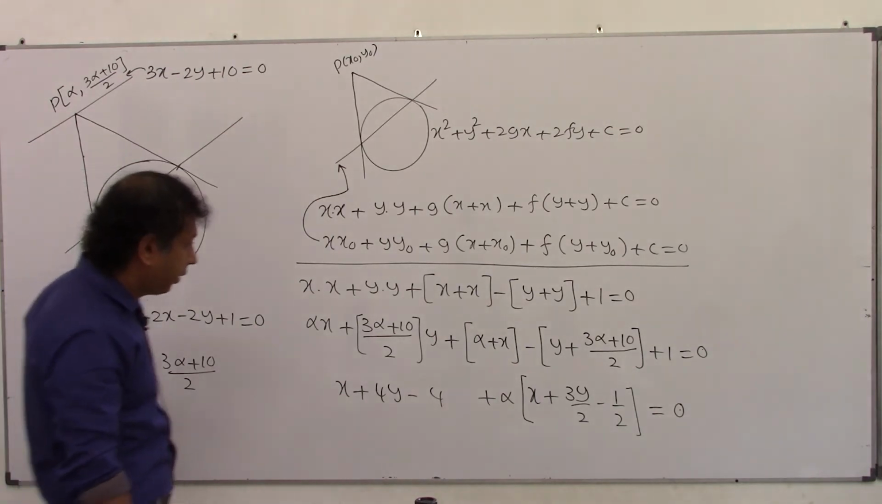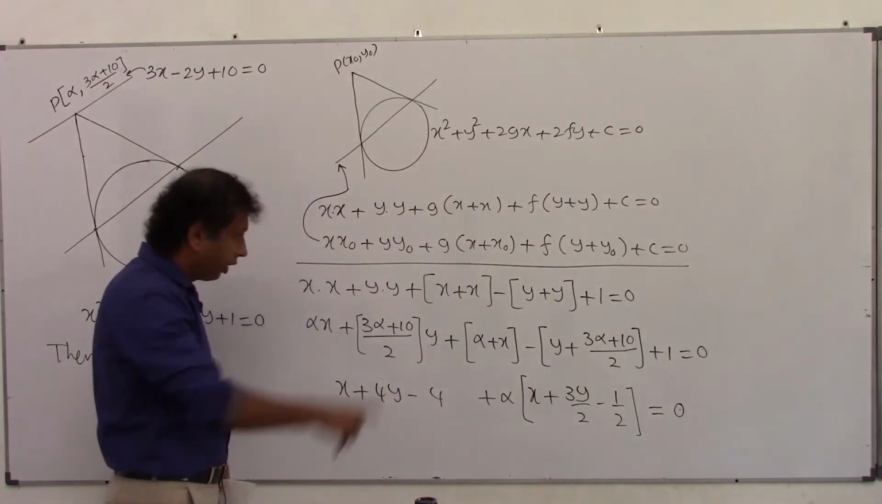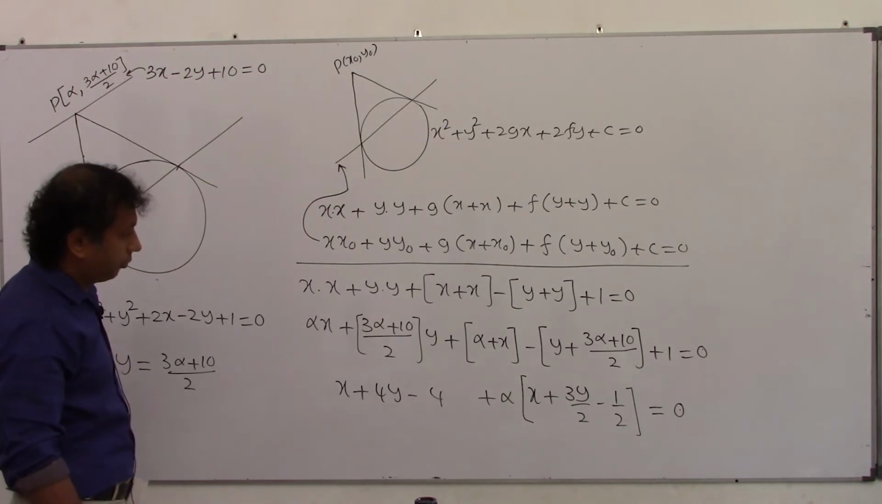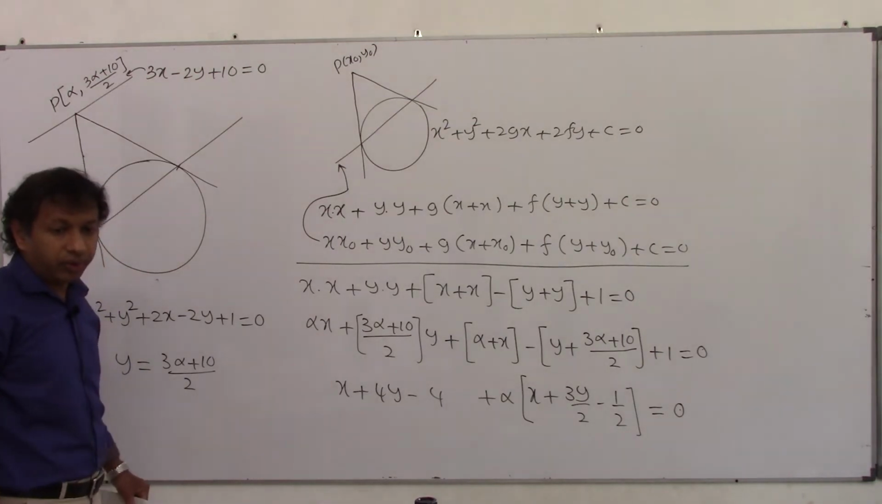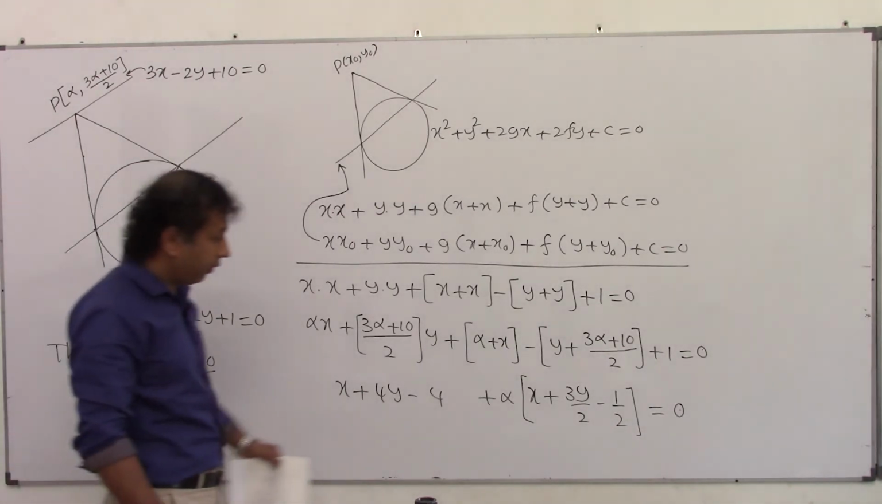This way we get the right hand side equals 0. Ten by 2 here we get 5 minus 4, right. This way an equation is coming. This alpha is a parameter.